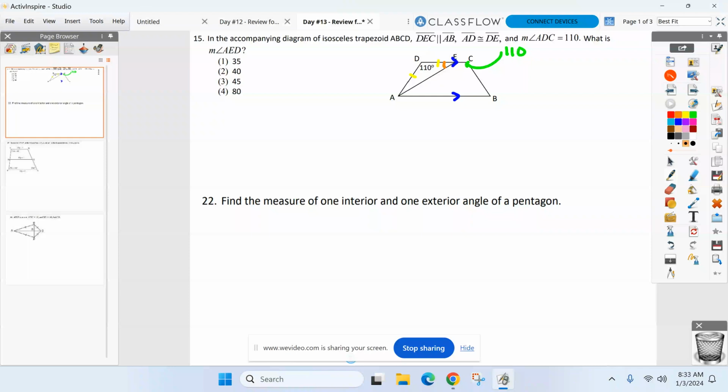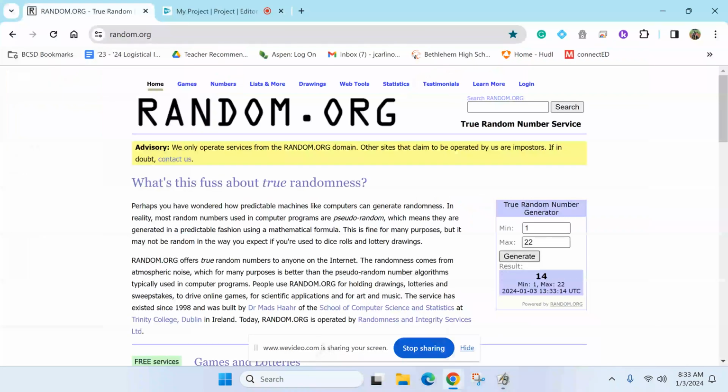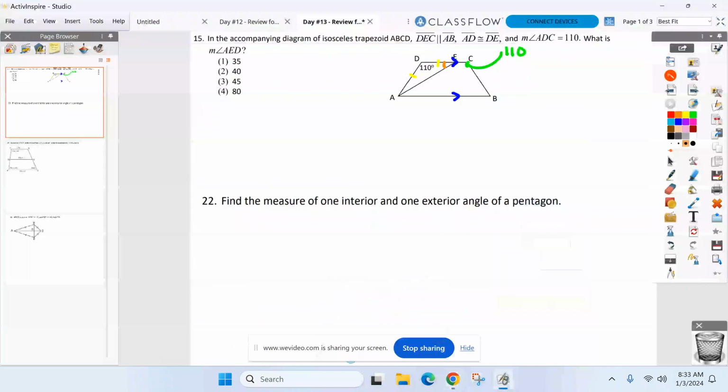Look at what you marked on your diagram. Don't overlook it. Don't just focus on the isosceles trapezoid. Look at those two sides you marked congruent. All right, here we go. Anywhere else we want to go? Anywhere else? Stephanie, anywhere else?